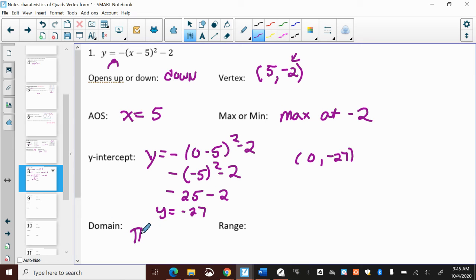Domain is always all real numbers. And because there's a max, the range is heading down. So it's going to be y is less than or equal to whatever this value is at the vertex, -2. Okay, let's try another.